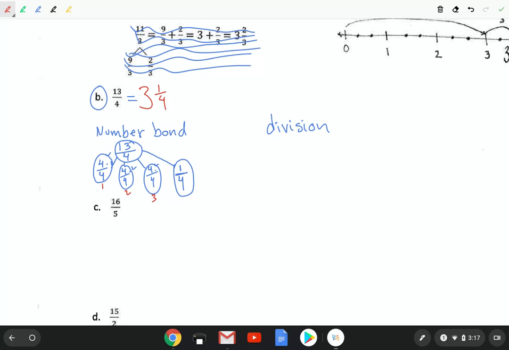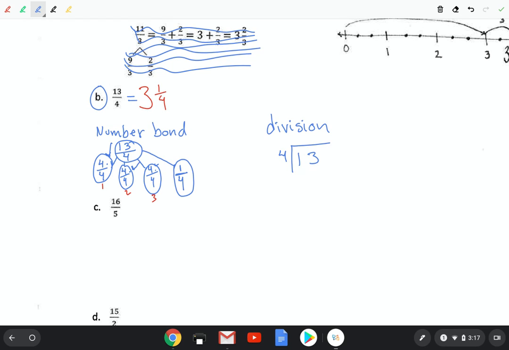Now let's use division. If you remember, we would be doing 13 divided by 4. And really quickly, it does make sense because when we divide, we make equal groups, remember? And so when we did a number bond, that's exactly what we were doing. We were making groups of 4. 4/4. Here's one group of 4/4.